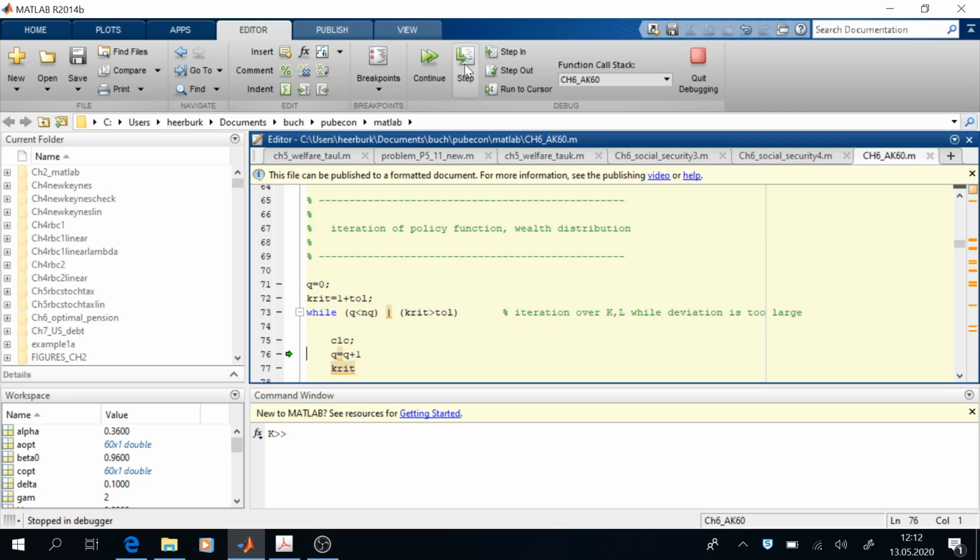So let's introduce a clear screen statement, and do not forget, of course, to increase Q, the number of iterations, otherwise you might end up in an eternal loop here.